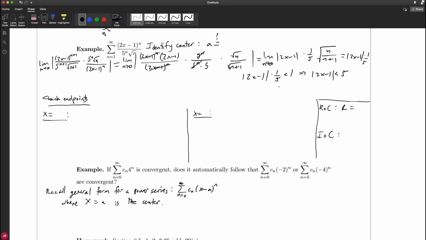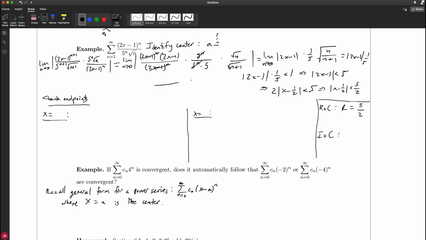You'll notice that I have this 2 here. Well, I can factor that out. So what I'll say is this is like 2 times absolute value of x minus 1/2. And you'll notice then that now to solve for absolute value x minus this number, I need to divide by 2. So this says absolute value x minus 1/2 is less than 5 over 2. And so my radius is actually now 5/2, r equals 5/2.